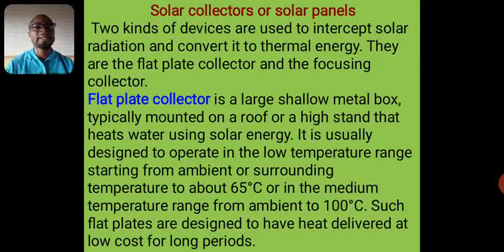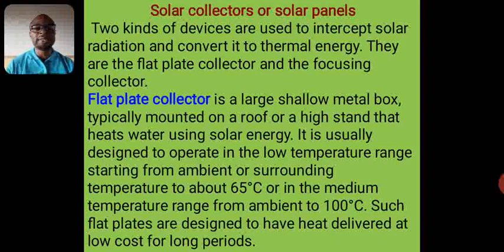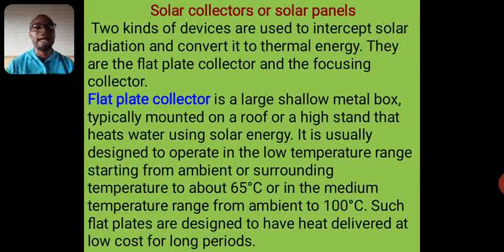We have that it is a large shallow metal box typically mounted on a roof or a high stand that heats water using solar energy. It is usually designed to operate in low temperature range, starting from the ambient or surrounding temperature to about 65 degrees Celsius, or in the medium temperature range from ambient to 100 degrees Celsius. And these flat plates are designed to have heat delivered at low cost for long periods.